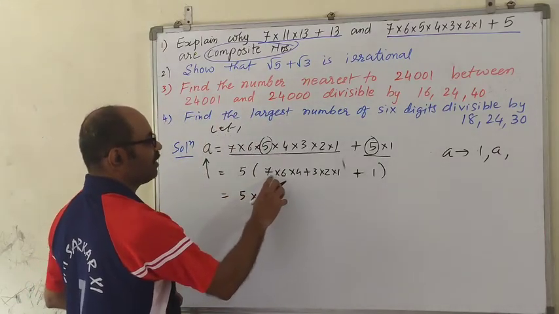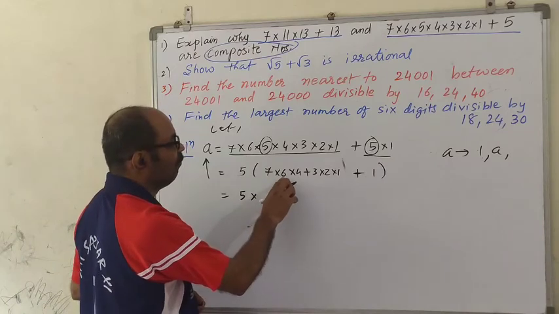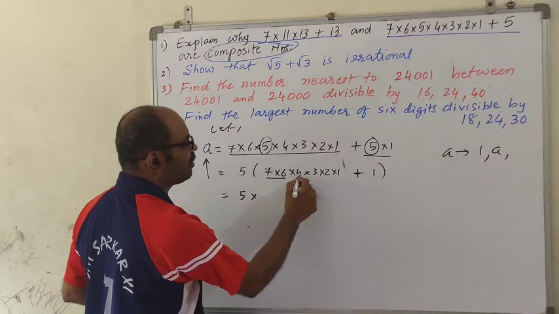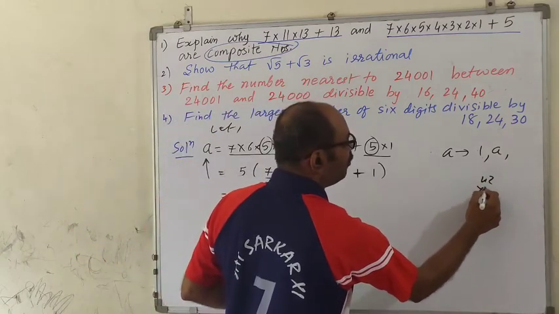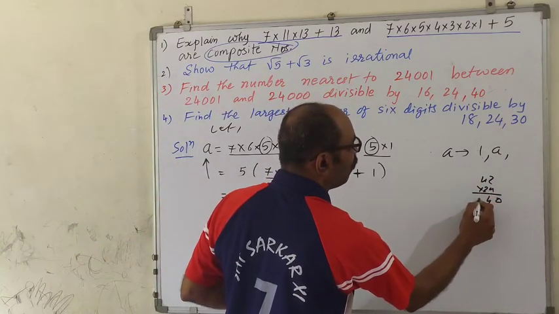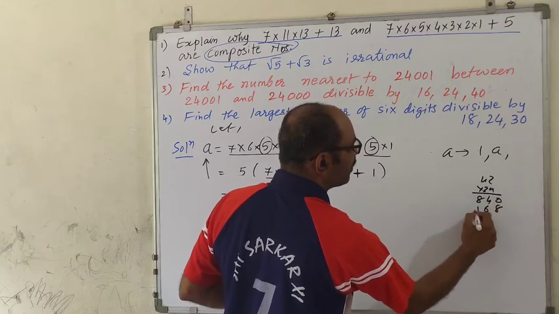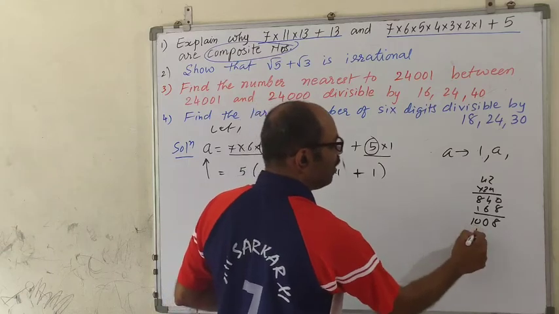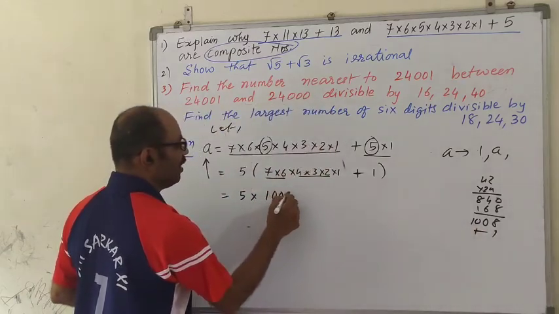5 into, now 6 7s are 42. 42, this is multiplication, right? 42 or this is 12 2s are 24. 42 into 24, 0, 4, 8. 8 and 16. So 8, 0 and a 10. Plus 1. So it is 1009.